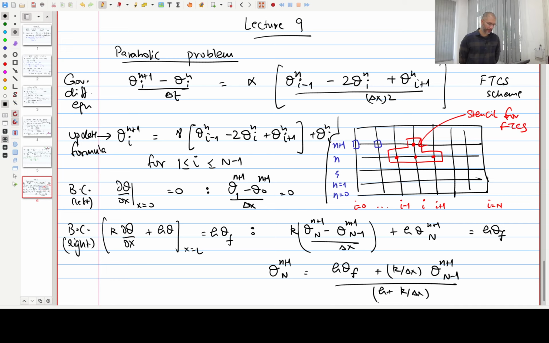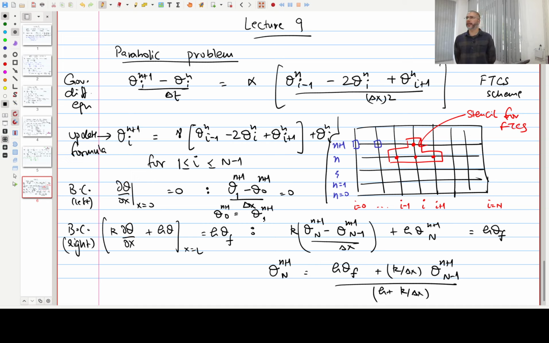So you can see that, let's revisit the boundary conditions now. Let's look at them, both of them. So for the left boundary condition, it helps us to specify theta naught at the n plus 1th time, right? So I can actually write this as theta naught is equal to theta 1.